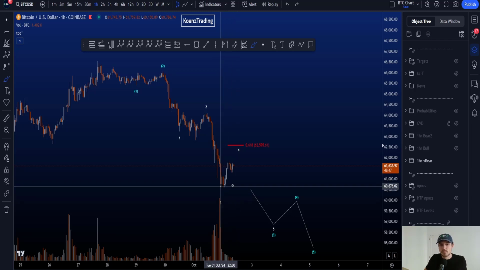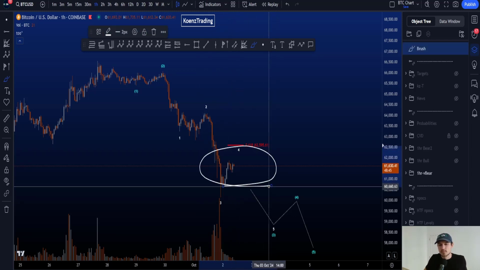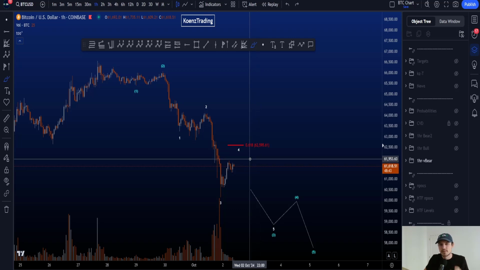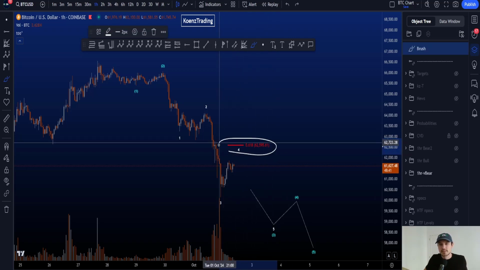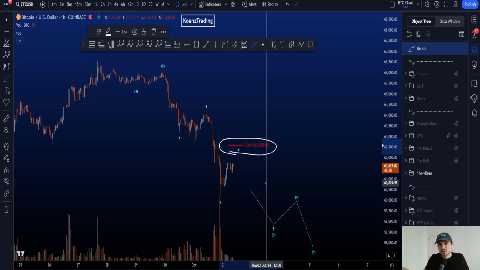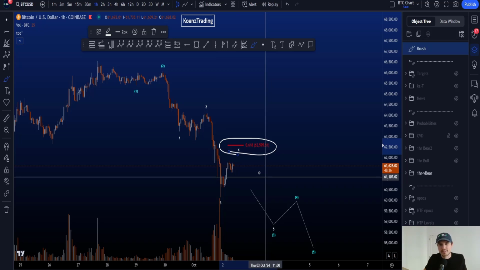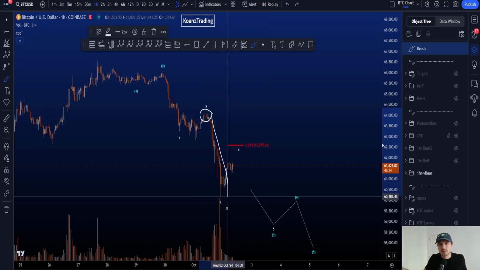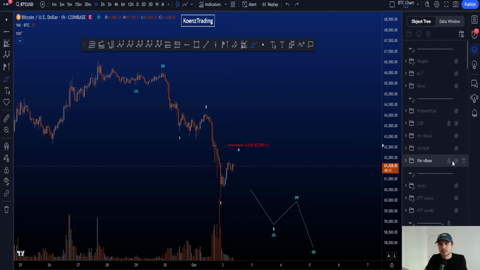Now after 3, we want to see a wave 4 sideways ranging structure. The invalidation for a wave 4 is this 0.618 I have on my chart at 62.6k, taken from the start to the end of your wave 3.